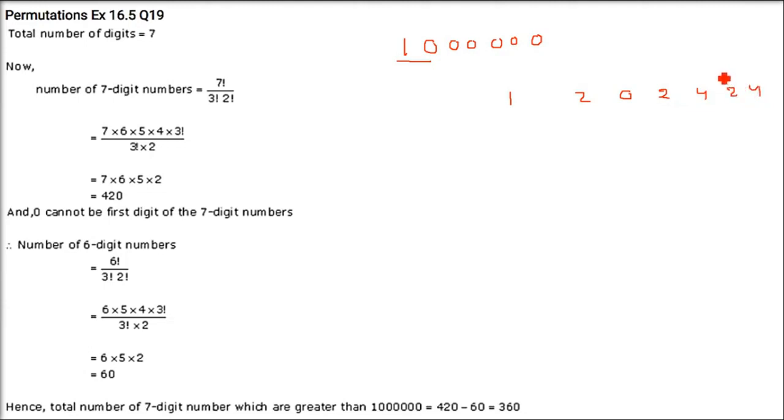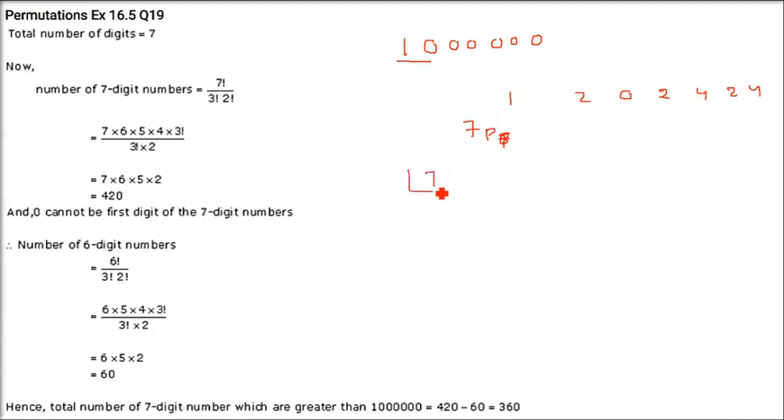Now what we will do? We have already done the same question. First, when we talked about 1 million, we'll start with all the formations, whether 0 comes in the front or not. So 7P7 is the formation, right? 7P7.